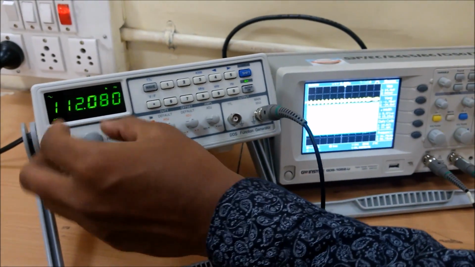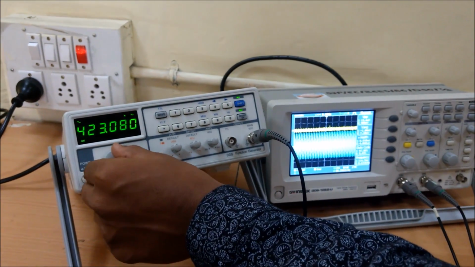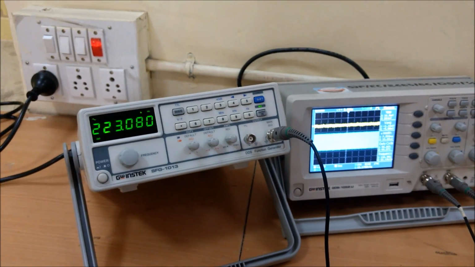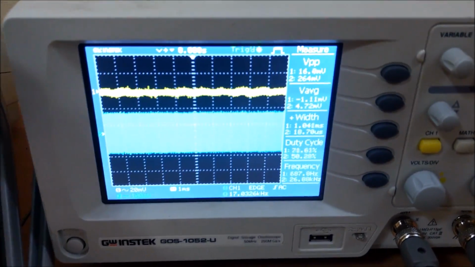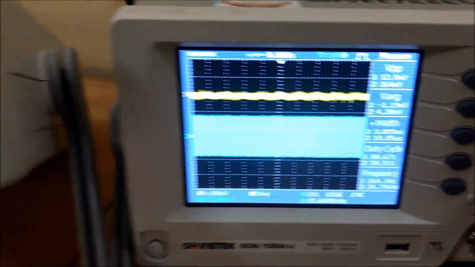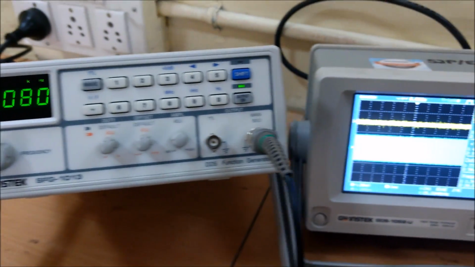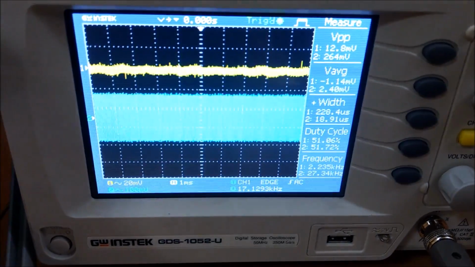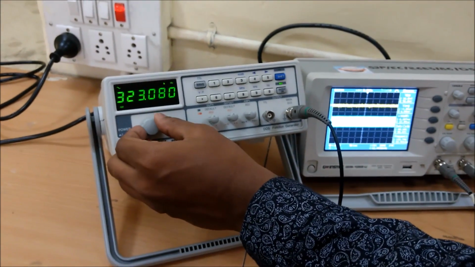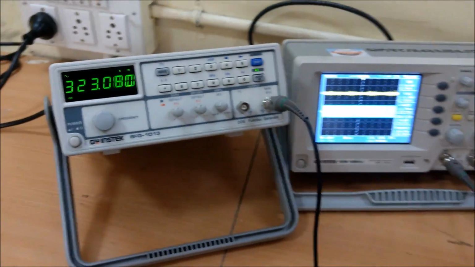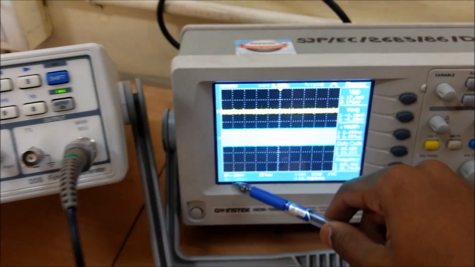Increase it again. At 200 kilohertz there's exactly a drop to 260 millivolts. That's the characteristic of an RC coupled amplifier, right? As the frequency increases, the gain obviously starts to dip. Let's increase a few more: at 300 kilohertz we see 176 millivolts, at a voltage division of 100 millivolts.